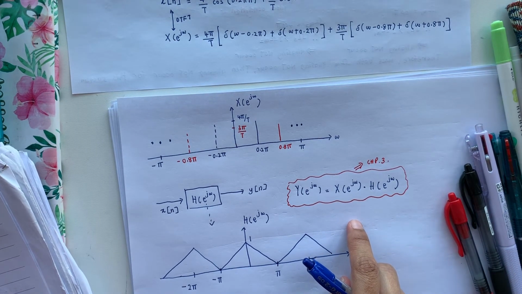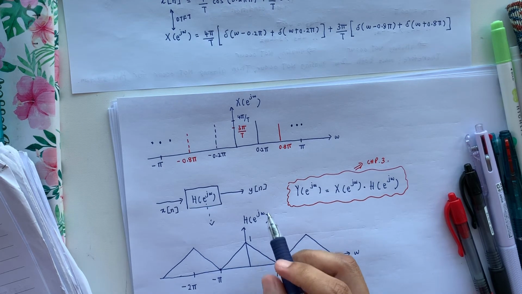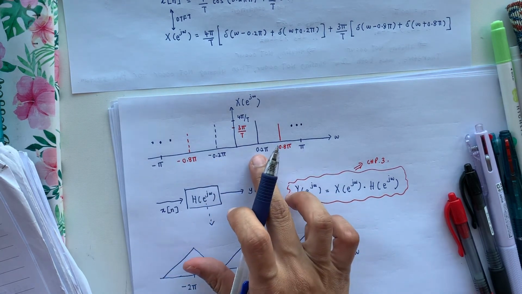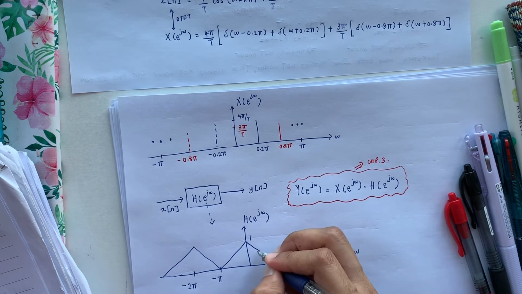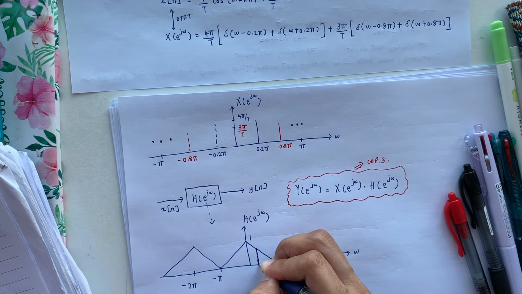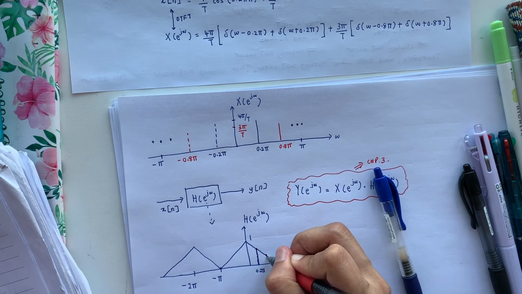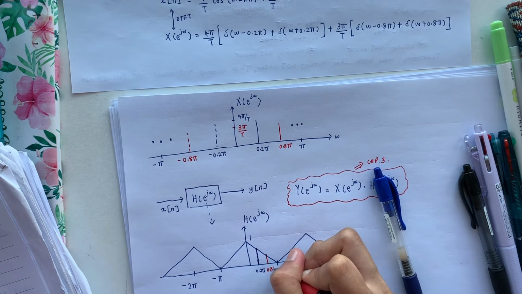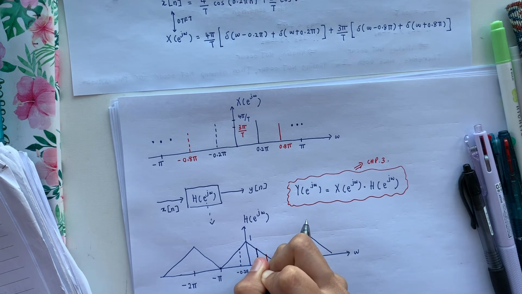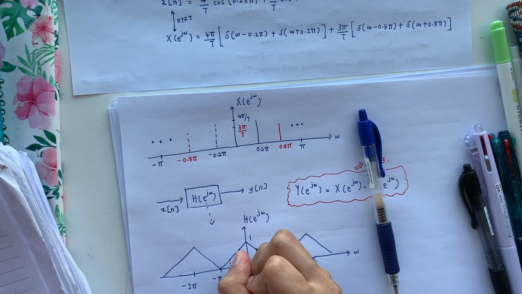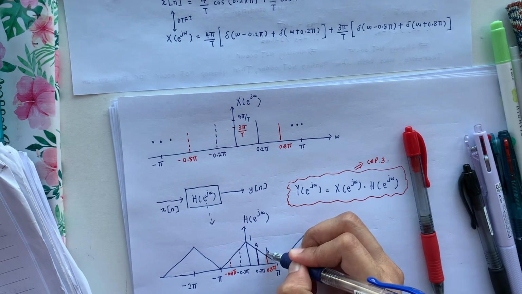Next you need to find your Y. Basically we need to find the amplitude for each point, for 0.2 pi and 0.8 pi. So you need to find the amplitude at 0.2 pi and then at 0.8 pi. I name these as A and B.